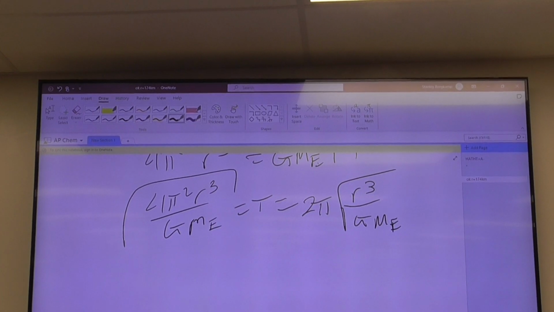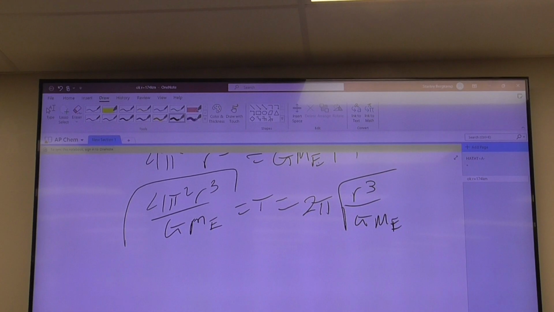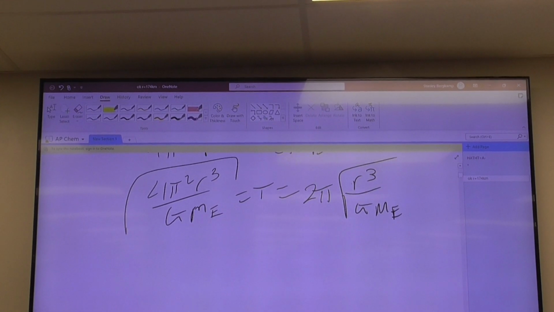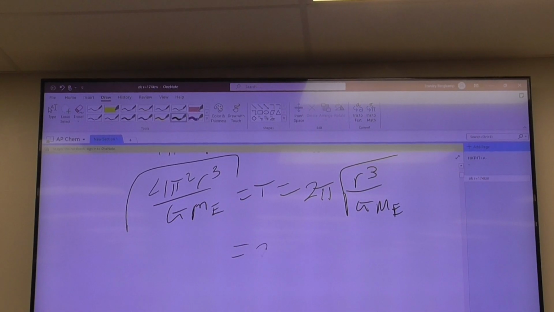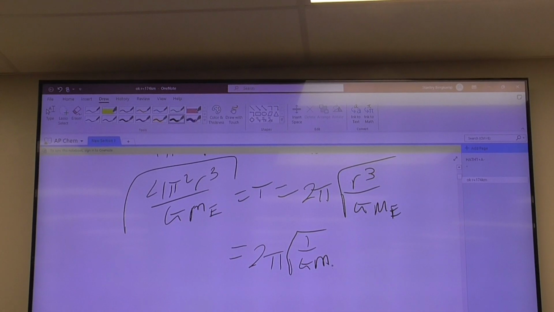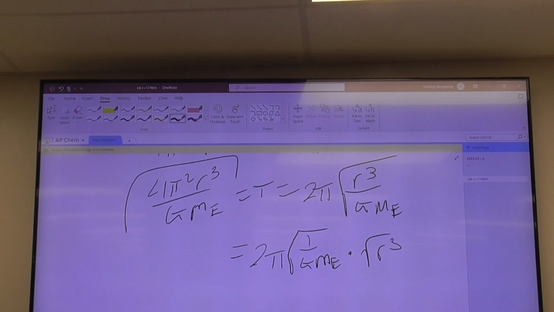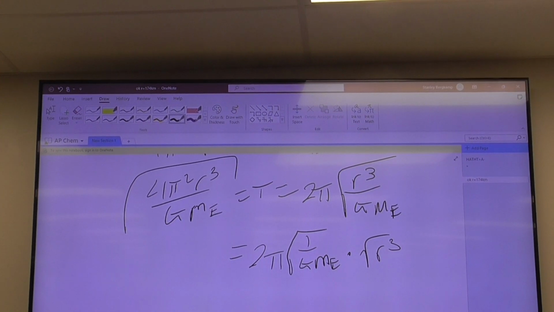Now, if you really wanted to go hardcore, if you are a satellite engineer and you're using this equation a lot, mathematically, can I do this? Can I take 2 pi times the square root of 1 over big G, mass of the earth, times the square root of r cubed? Can I do what I just did? Mathematically, is that legal? Chuck? Legal or not legal?